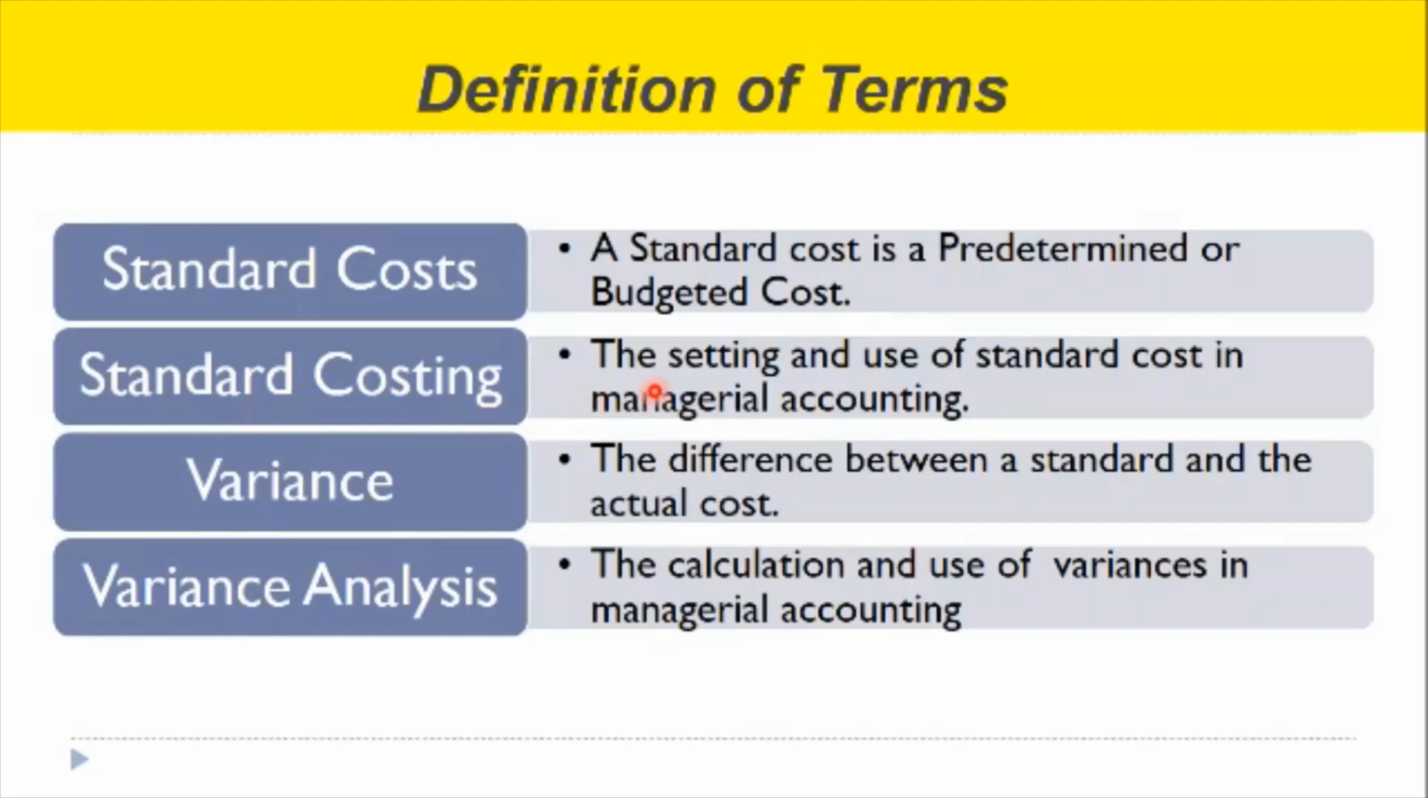Standard costing is the setting and use of standard costs in managerial accounting. A variance is the difference between a standard and an actual cost. So the difference between the standard that you set here and the actual outcome. And variance analysis is the calculation and use of variances in managerial accounting. So bear that in mind when we come across and use those terms.